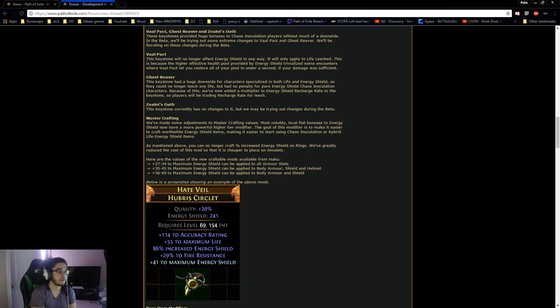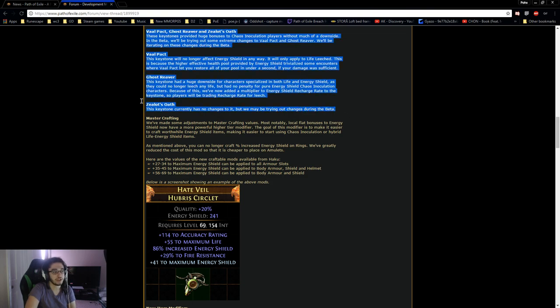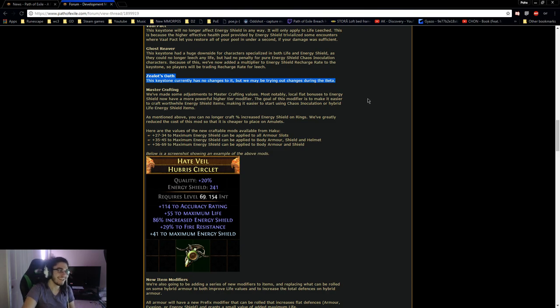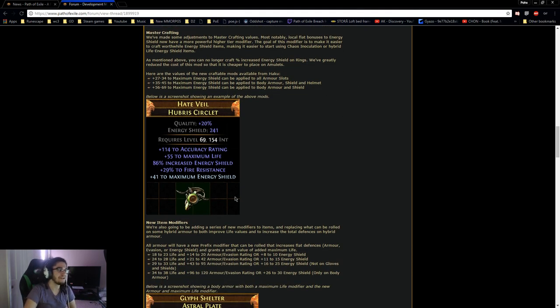Zealot's Oath. The keystone currently has no changes to it, but we may be trying out changes during the beta. This is usually the type of energy shield character that I play. This is a Zealot's Oath character. So far, I'm doing okay. So far, the patch didn't mess me up too bad.